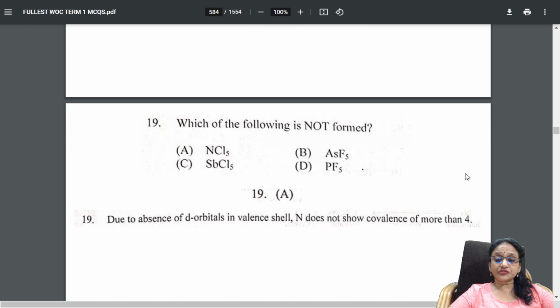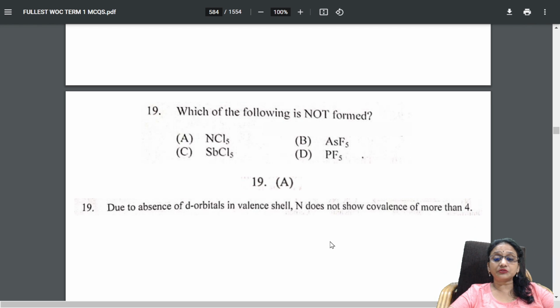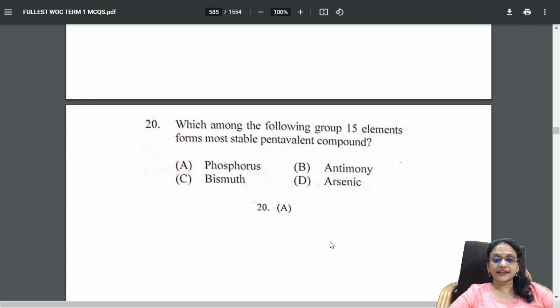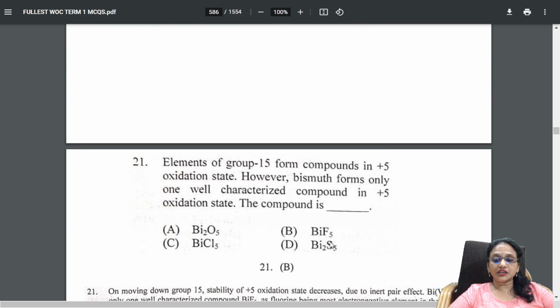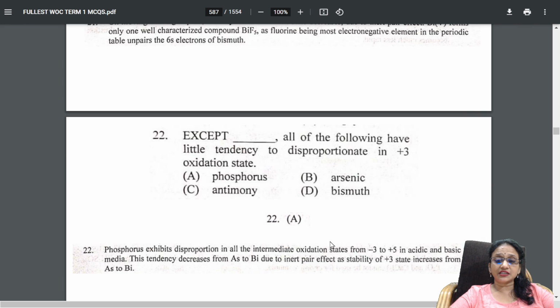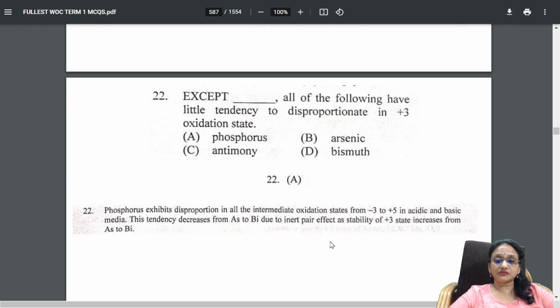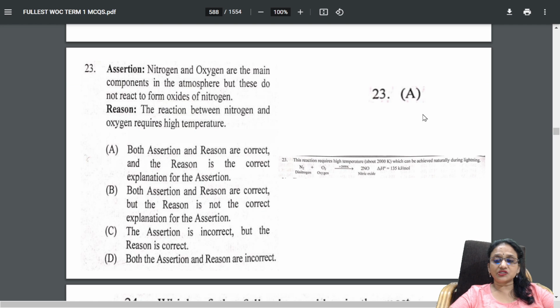Which of the following is not found? Why? In NCl5, because nitrogen doesn't have d orbitals. The reason is given below. Next, about your group 15 elements. Gradually group 15 elements will go into the complete concepts of oxidation state, disproportionation reaction, which is very important, and assertion reasoning questions, with the reason also given here.